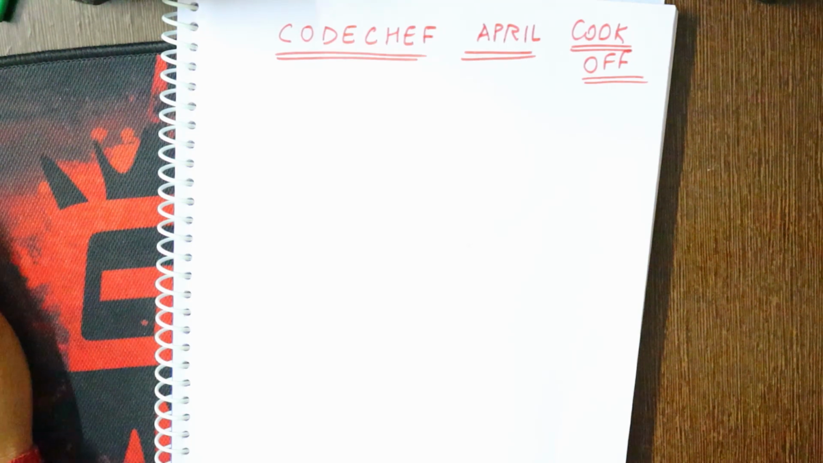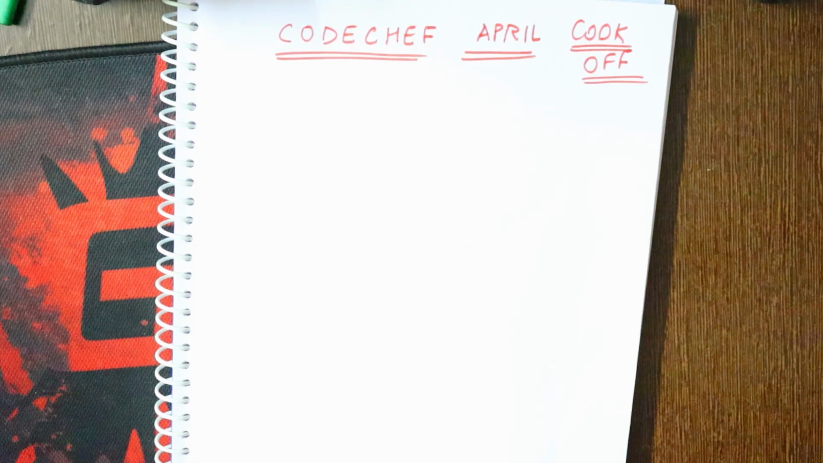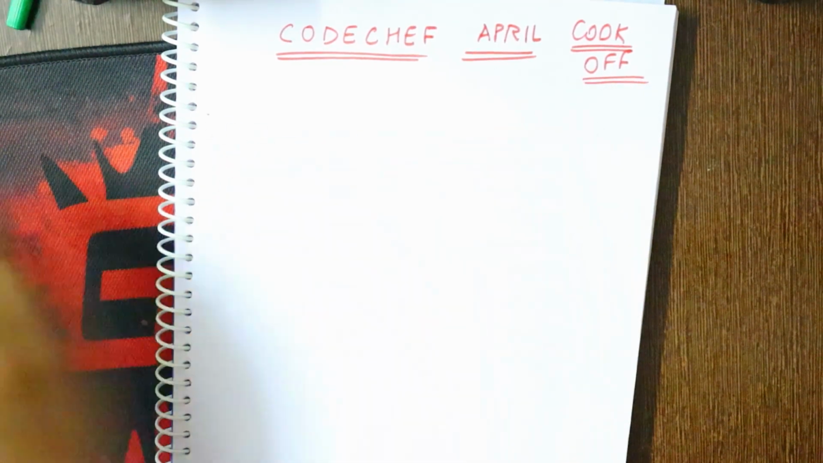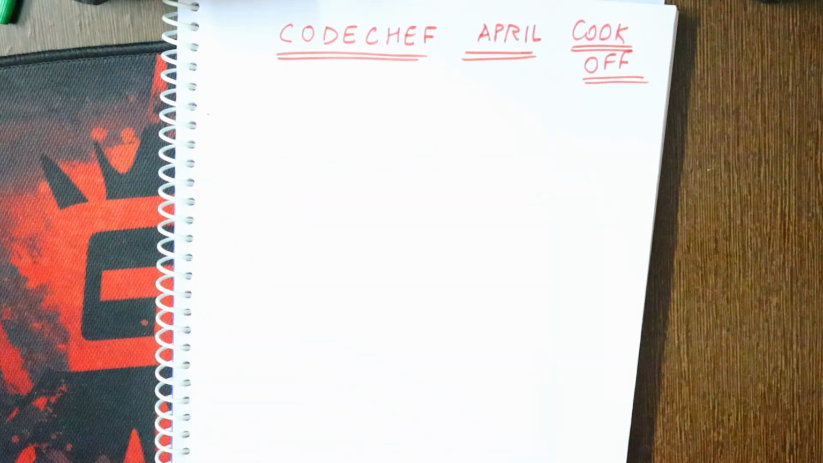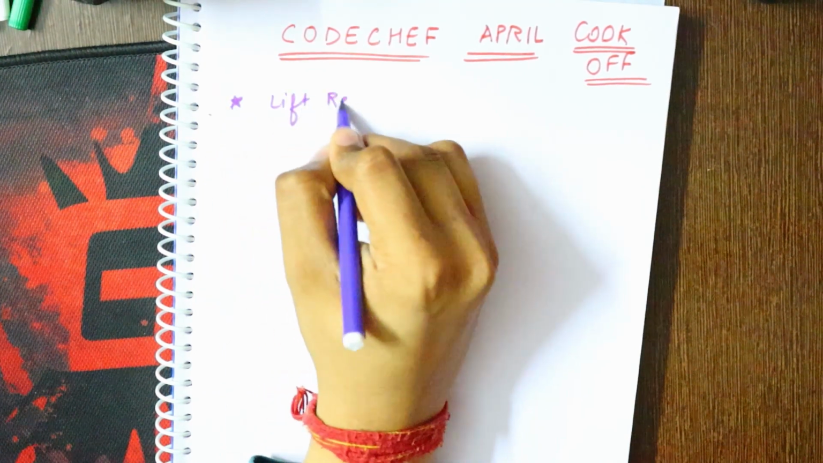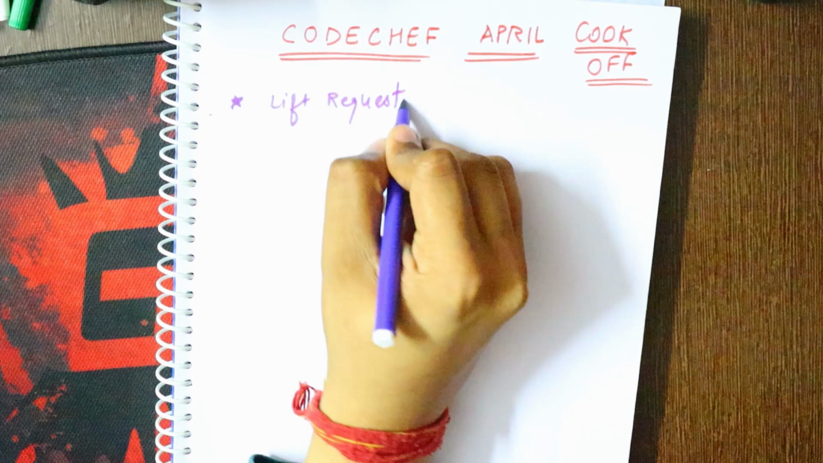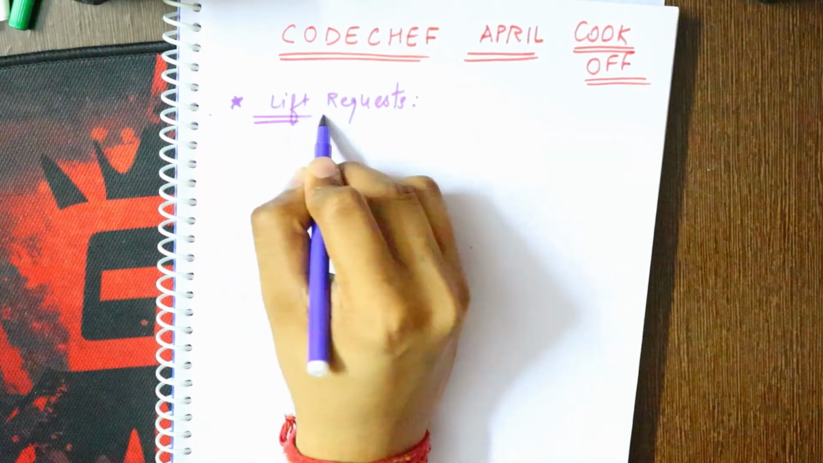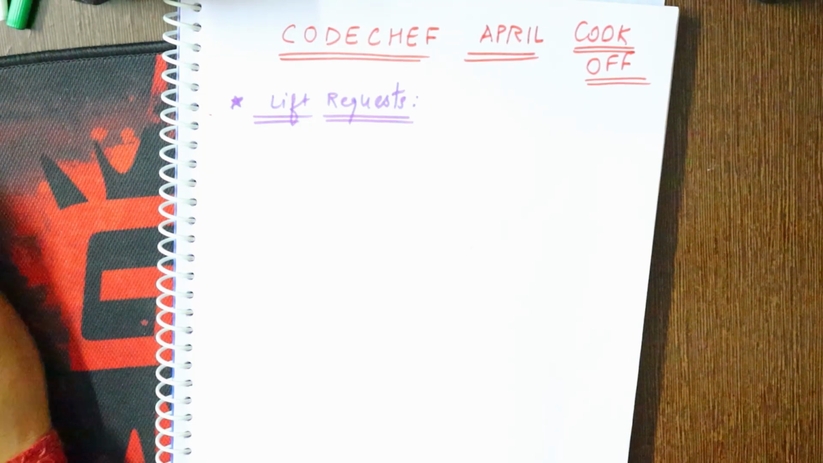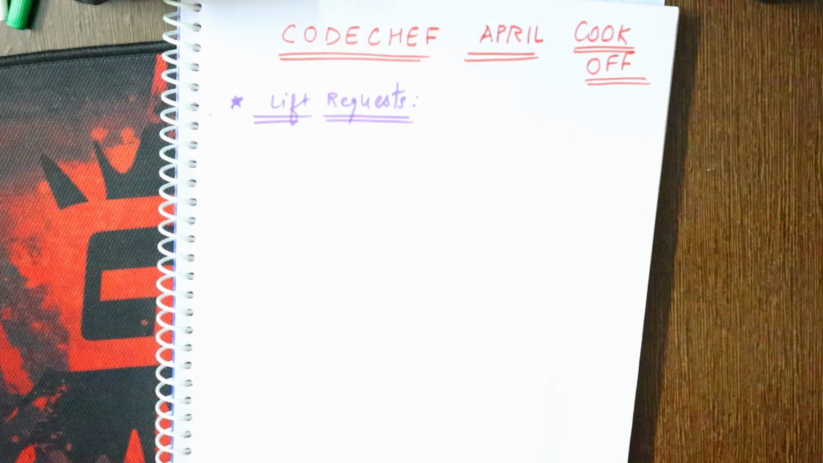So in this video I will be explaining the April Hook-off problem. The first problem we have is the lift request. First of all I will explain the problem statement, what it says, and then I will explain the solution and the code. So let's start.